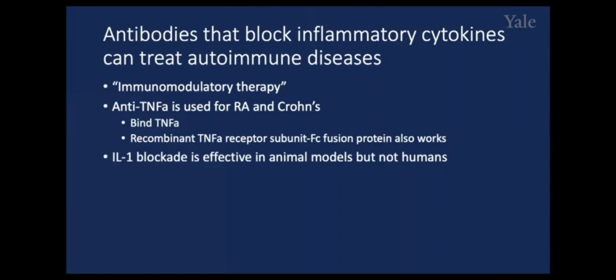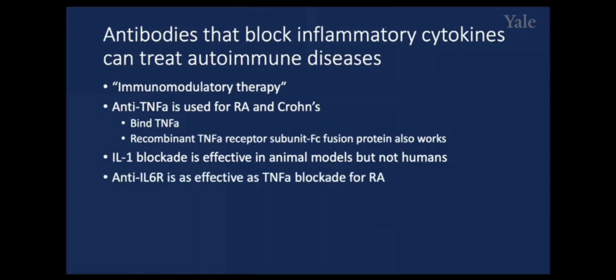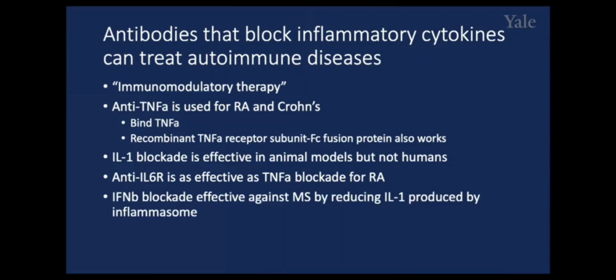There are some antibodies that don't work well in humans. IL-1 blockade is very effective in animal models of autoimmunity, but is not effective in humans. Instead, IL-6 receptor therapy is as effective as anti-TNF alpha therapy in blocking symptoms of rheumatoid arthritis. And also, interferon beta blockade is effective in MS.